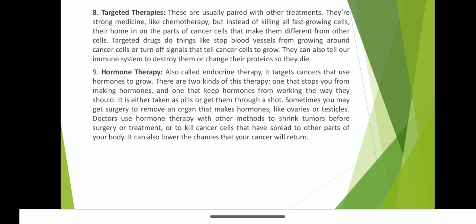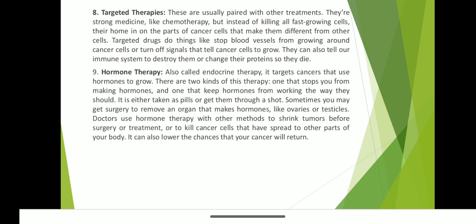The next treatment is targeted therapies. These are usually paired with other treatments. They are strong medicines like chemotherapy, but instead of killing all fast-growing cells, their home is on the parts of cancer cells that make them different from other cells. Targeted drugs do things like stop blood vessels from growing around cancer cells or turn off signals that tell cancer cells to grow. They can also tell our immune system to destroy them or change their proteins so they die.